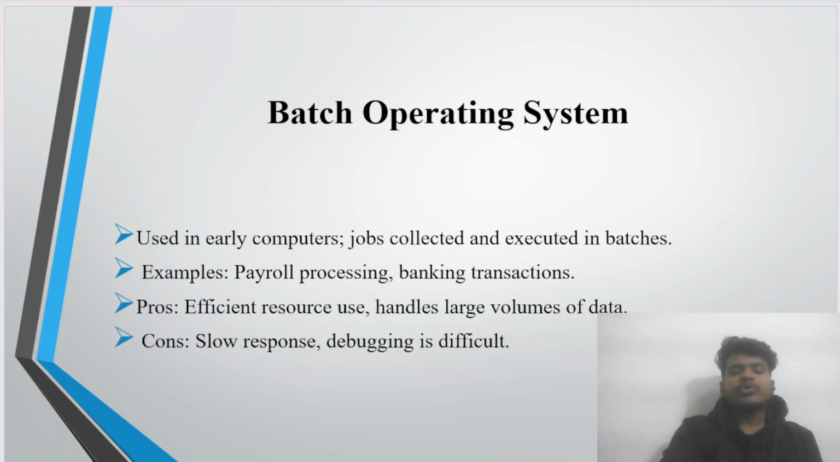In the early days of computing, computers were large and very slow. Users submitted jobs to an operator who operates the computer, and the operator collected them in batches and fed them into the computer, and then they were calculated. In a batch operating system, multiple tasks, such as payroll processing, where the salaries of employees are processed, and bank transactions, are all collected and executed one after another without any user interaction.